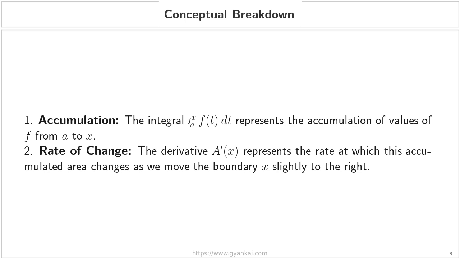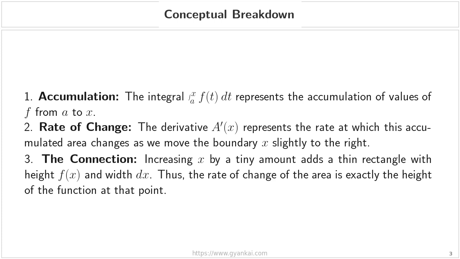Now let's move on to point 2, rate of change. The derivative of the area function, A prime of x, represents the rate at which this accumulated area changes as we move the boundary x slightly to the right. So, imagine you're increasing the upper limit of your integral, x, by a tiny bit. How much does the total area under the curve change? That rate of change is what the derivative, A prime of x, tells us.